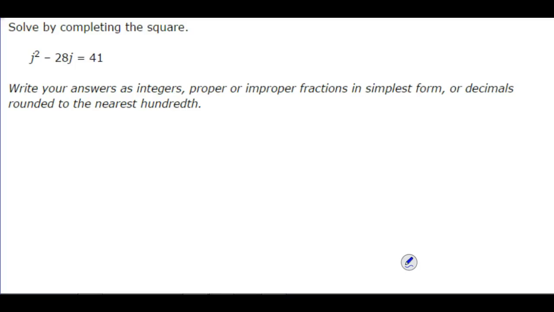Next, solve by completing the square. We already have an equation that is in the right format. For a lack of a better word, we already have j squared minus 28j on the left-hand side, and we already have 41 on the right-hand side. Now, when I do these kinds of problems, you may notice that I leave some space. It's because I know I'm going to add something there. It reminds me that I'm using completing the square, and I'm going to add something to both sides, and so I'm going to leave that space there just so I can put what I'm going to add.